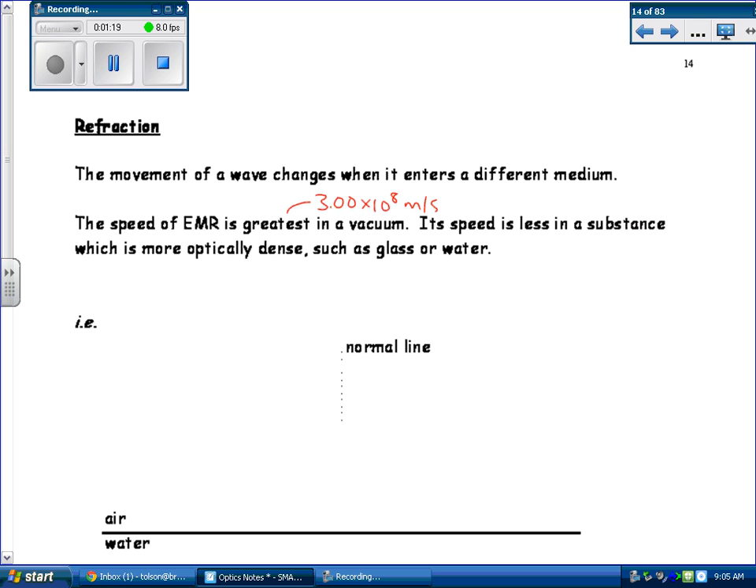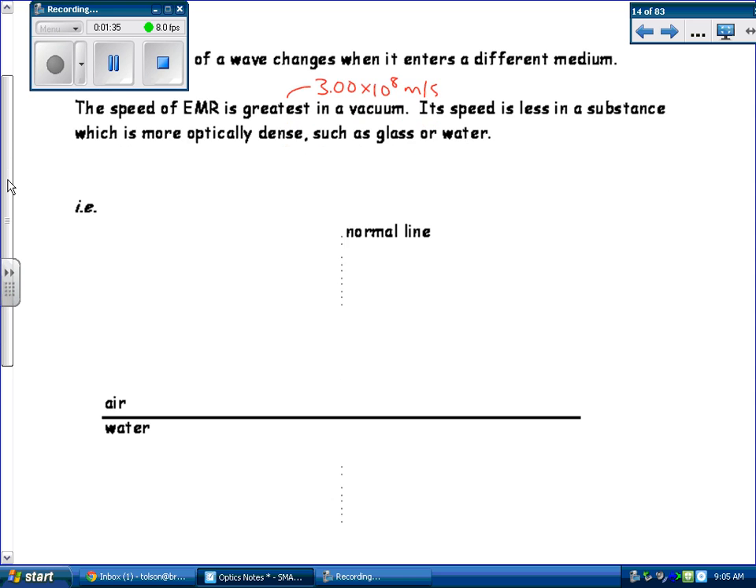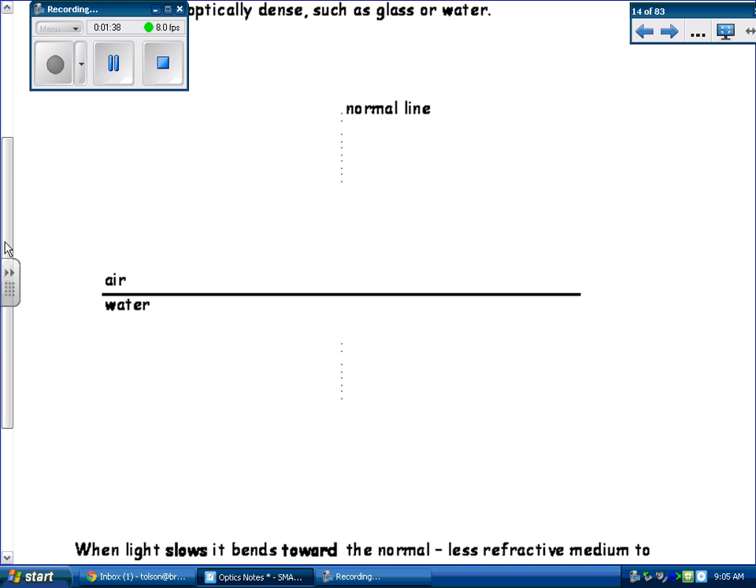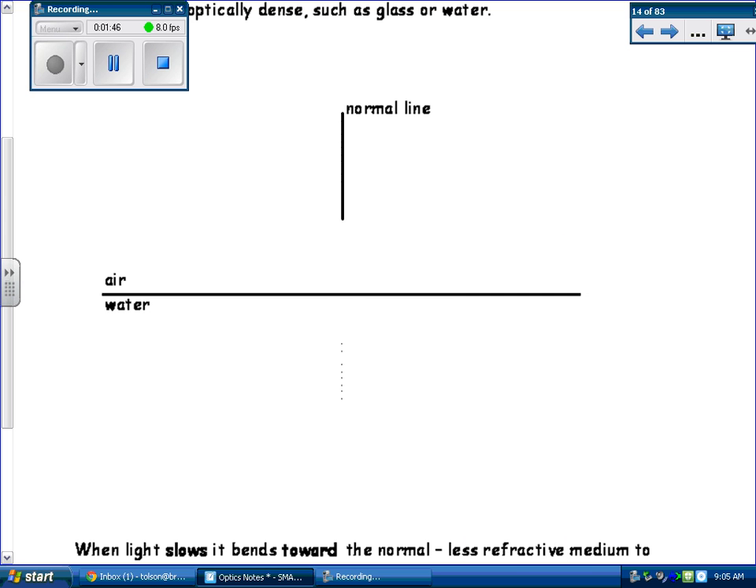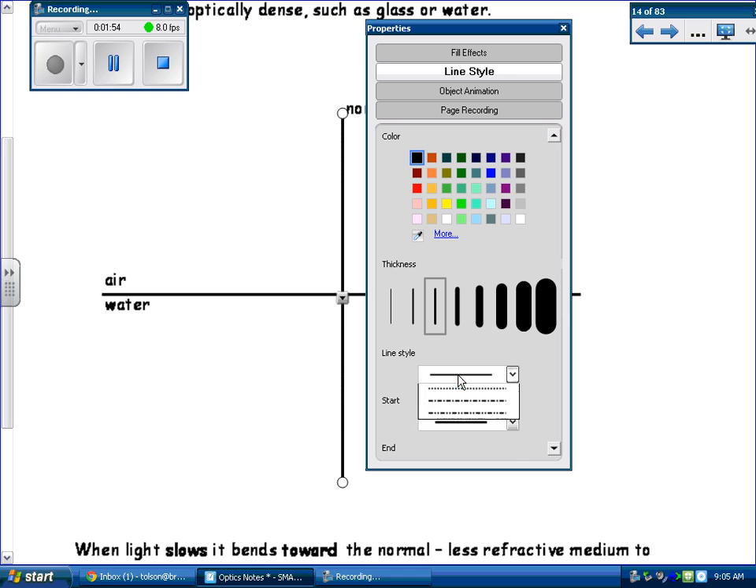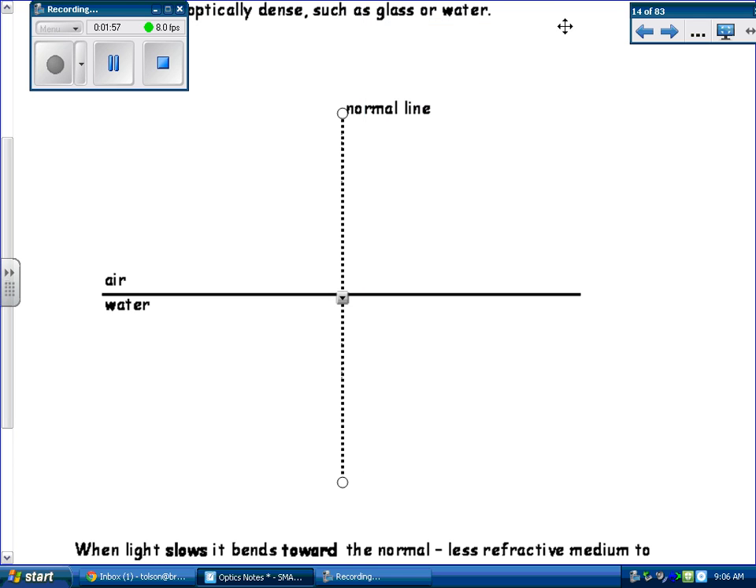So more optically dense means that it's kind of thicker. I don't know how to describe that, but it's like water is more optically dense than air. Glass is more optically dense than water. Plastic or acrylic that you have is more optically dense than water and then air. Okay. So we have this thing here. If we are going from air into water, my normal line kind of disappeared, but it is there. So that's my normal line.